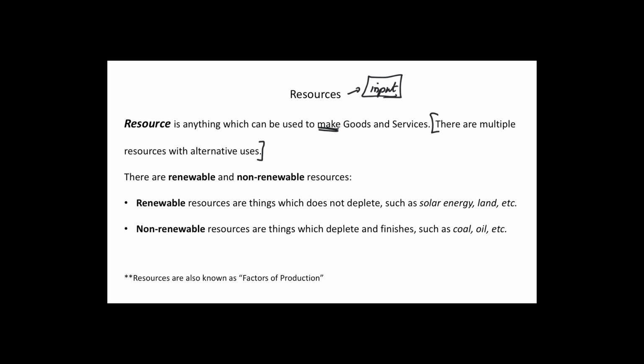So the first basic distinction we want to make about resources is that you should know renewable versus non-renewable, what they are. Renewables are something which do not deplete, like solar energy. It could be the land, it could be the tidal energy, stuff like that. Non-renewable are things which you use, poof, it's gone, and now you don't have it. You need more of it. Like coal, oil.